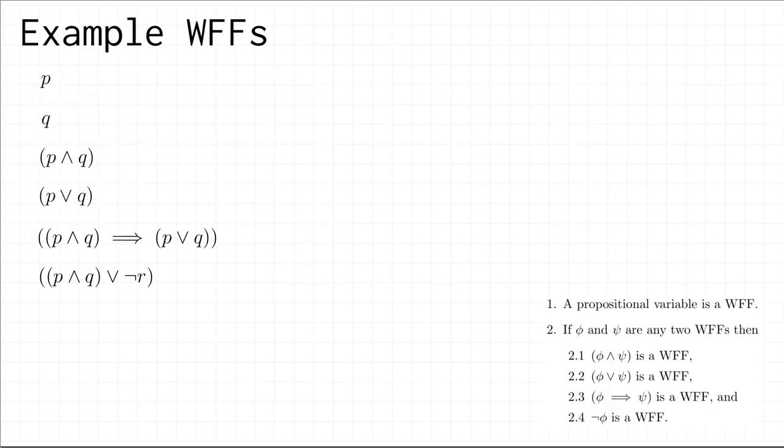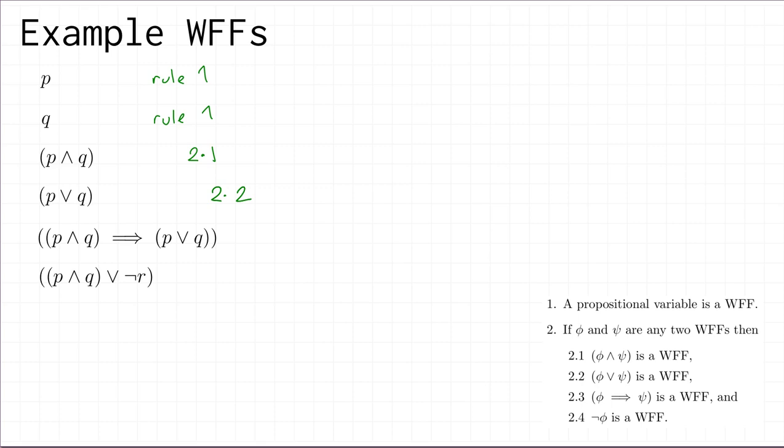Okay, let's look at some more examples then. So I'm going to repeat a little bit what I said before. If we take P on its own, so P and Q are still propositional variables, and this is a well-formed formula by rule 1. Q is a well-formed formula by rule 1. P and Q is a well-formed formula by rule 2.1. P or Q is a well-formed formula by rule 2.2.